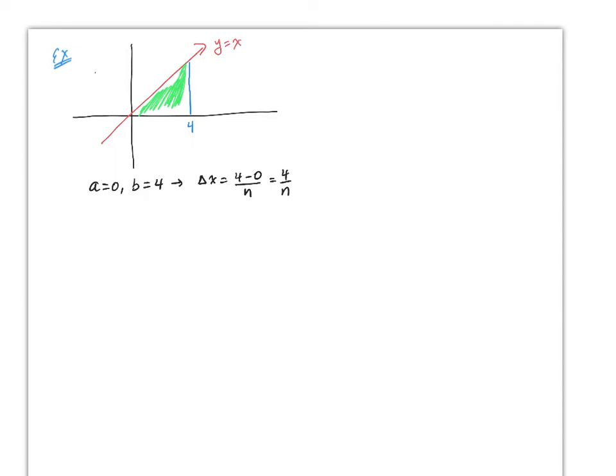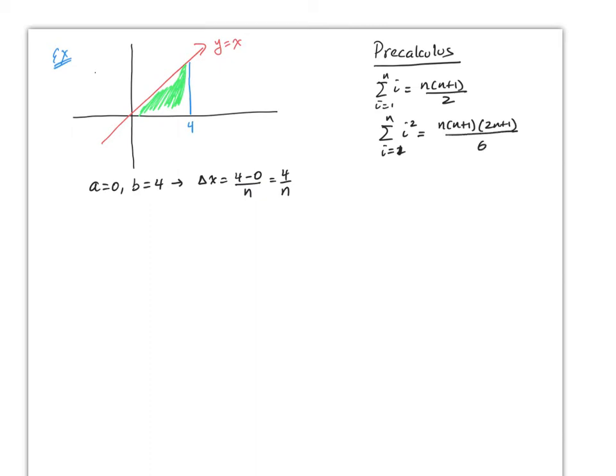Okay, then we're gonna need these sums from pre-calculus, or this formula from pre-calculus. So remember the sum from i equals 1 to n of i is equal to n times n plus 1 over 2. And the sum from i equals 1 to n of i squared is equal to n times n plus 1 times 2n plus 1 over 6. Okay, so this is something straight from pre-calculus, or sometimes just college algebra. And we're going to need that. Without the formulas, you cannot find the limit.